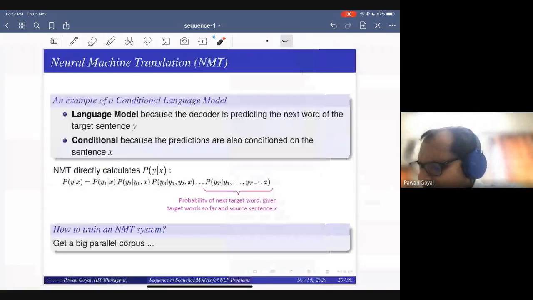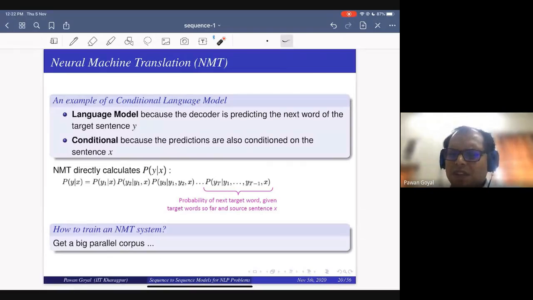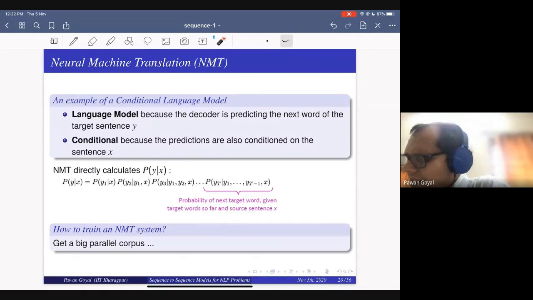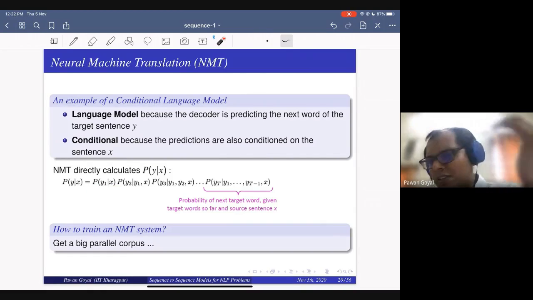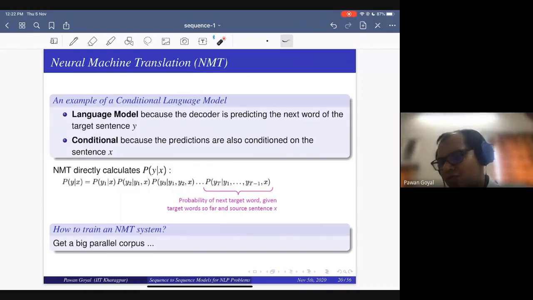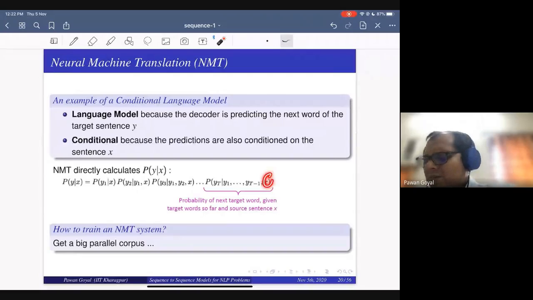So coming back to this machine translation part. What exactly are you doing? You compute the probability of a sequence Y given an input sequence X. In terms of probability, that is nothing but computing the probability of Y1, the first word, then Y2 given Y1 and X, Y3 given Y1, Y2 and X, and so on, up to YT given the previous T minus 1 words and X. Now, X is nothing but your condition, that is, the input that you have seen.